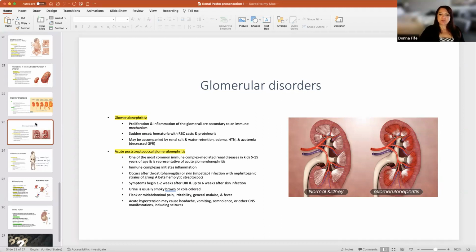Symptoms begin 1 to 2 weeks after an upper respiratory infection and up to 6 weeks after a skin infection. Urine is usually smoky brown or cola colored, may have flank or mid-abdominal pain, irritability, general malaise, and fever. Acute hypertension may cause headaches, vomiting, somnolence, and other CNS manifestations, including seizures.